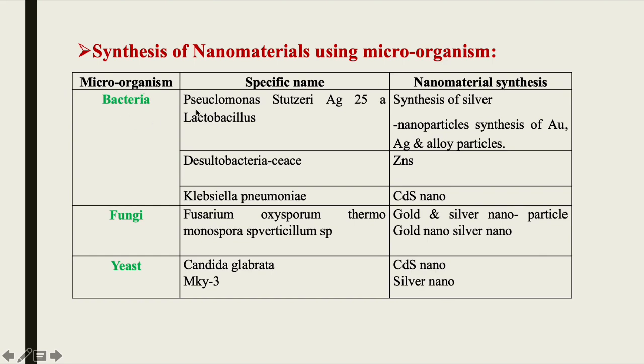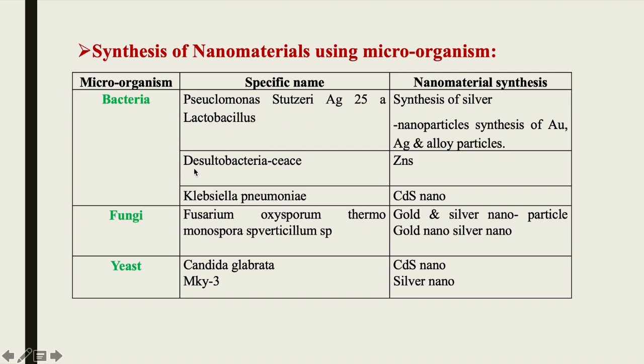Pseudomonas stutzeri AG25, Lactobacillus. So these are the names of species of the bacteria, and they synthesize silver nanoparticles, and gold or silver alloy particles. So these are the Lactobacillus and Pseudomonas. These two species in bacteria are used to synthesize the silver nanoparticle or gold nanoparticle.